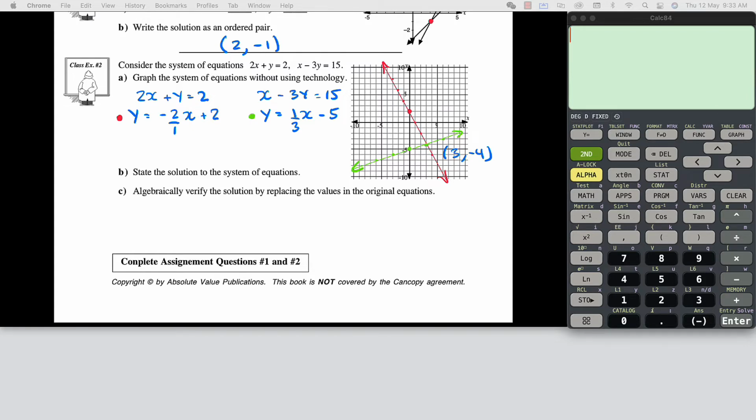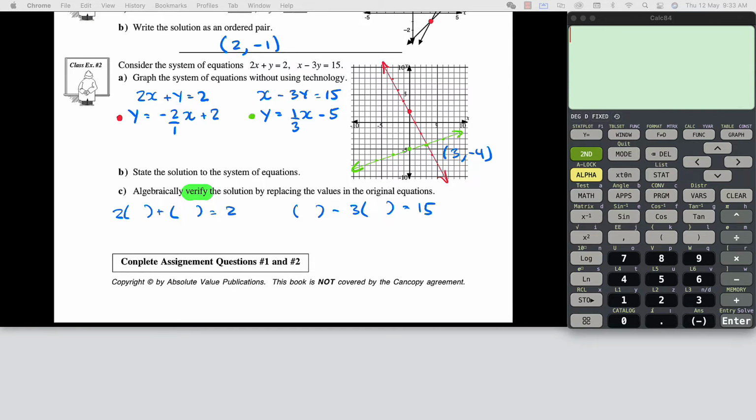What is the solution to this? It is x with a value of 3 and y with a value of negative 4. It says algebraically verify. Okay, so verify just means prove. So I should be able to take the x value of 3 and the y value of negative 4 and put it into both those equations, and they should both end up being true. So I've got 2 times x plus y equals 2 on the first one, and the next one is x minus 3 times y equals 15.